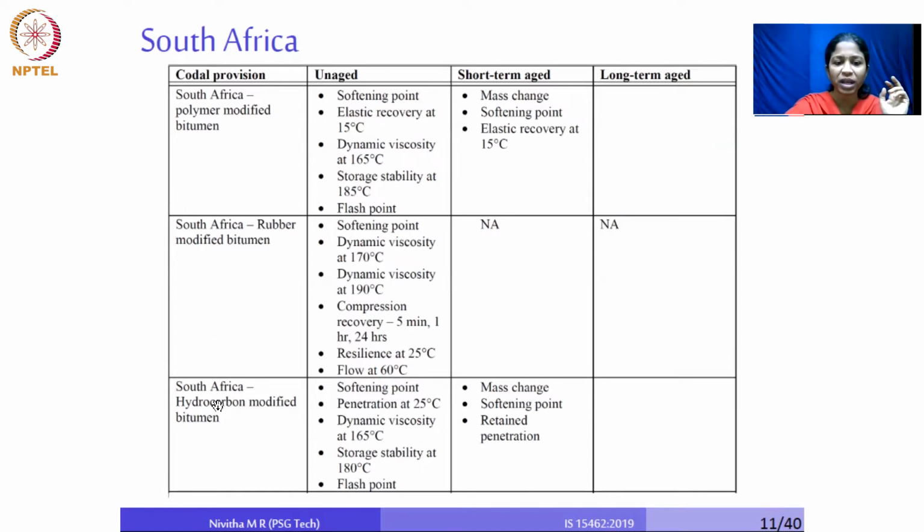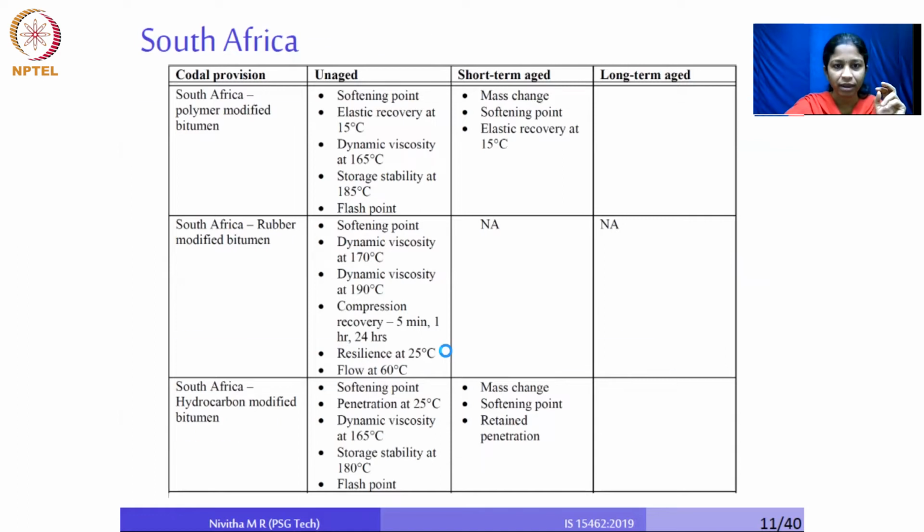Now, if you look at the hydrocarbon modified, softening point, penetration, dynamic viscosity at 165, storage stability at 180, flash point. For rubber, you don't do any test on short-term aged or long-term aged condition. For hydrocarbon, we have the similar mass change, softening point, and then we have retained penetration here.